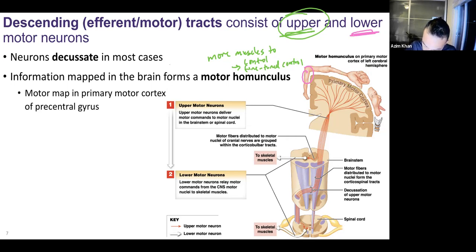Upper motor neuron, let's say we're controlling a muscle of the hand. It's going to be multipolar in the primary motor cortex. It's going to descend. I'm going to draw it along this pathway. It's going to descend in this anterior white column. And let's have this one actually decussate, not in the medulla. Let's have it decussate at the anterior white commissure.